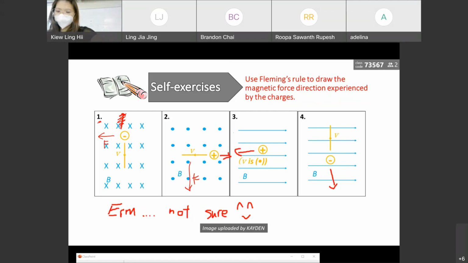Now, question 3, positive charge again, so use left hand. Given that velocity is dot product, means velocity is coming out from the screen. So your velocity coming out from the screen, but your B is to the left. So turn your hand to the left. Right. So where does your thumb show now? Isn't it going up?